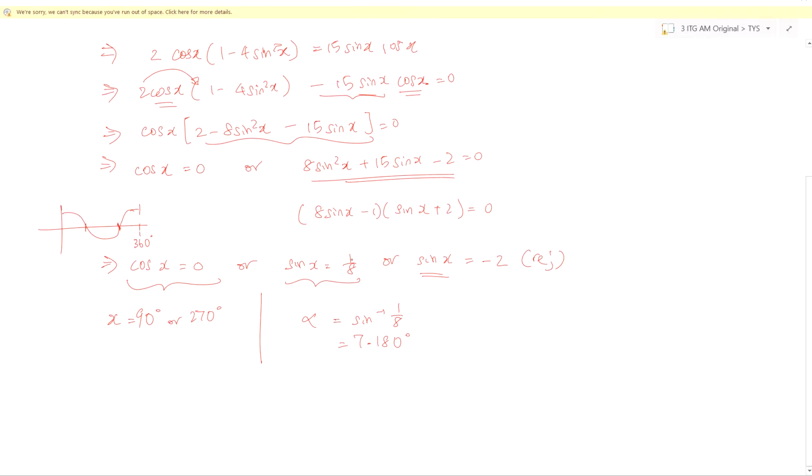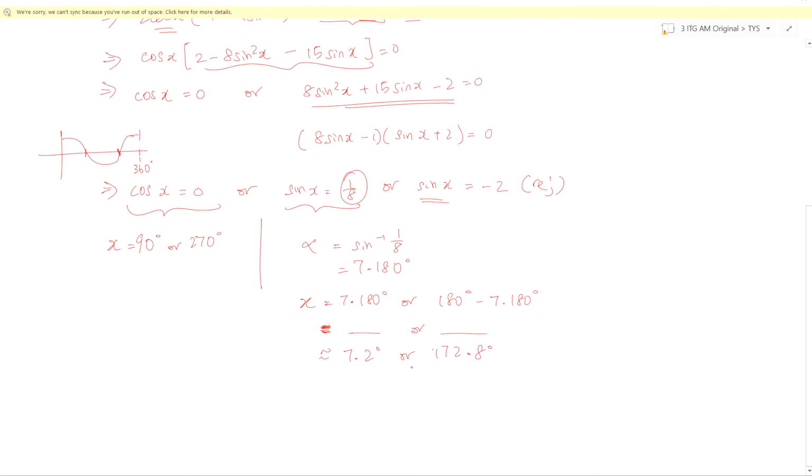And since sine is positive, we have our answers in the first and the second quadrant. So x will be 7.180, or in the second quadrant, 180 degrees minus 7.180. And after you evaluate and round it off, we get 7.2 degrees or 172.8 degrees, to one decimal place whenever we are finding angles in degrees. So we've got 1, 2, 3 and 4 answers.